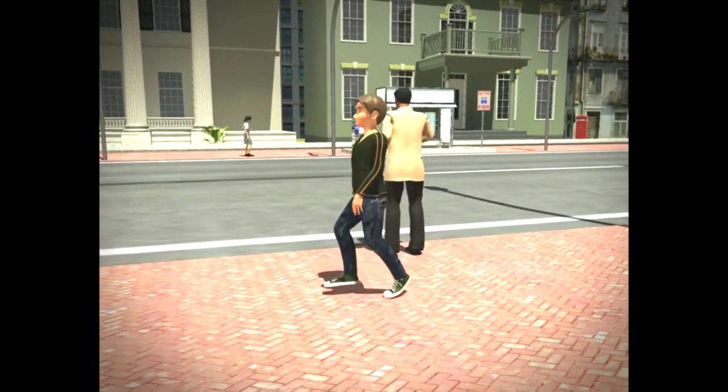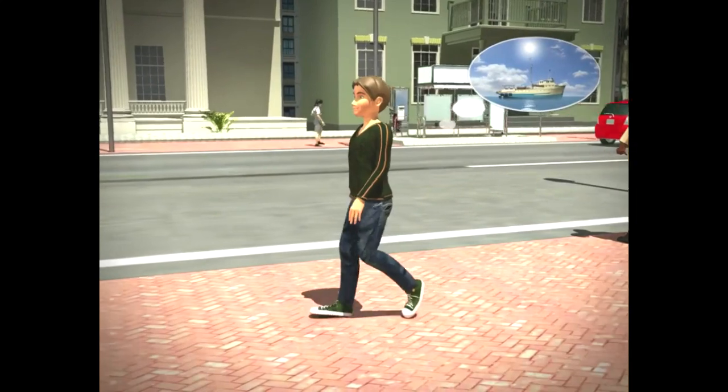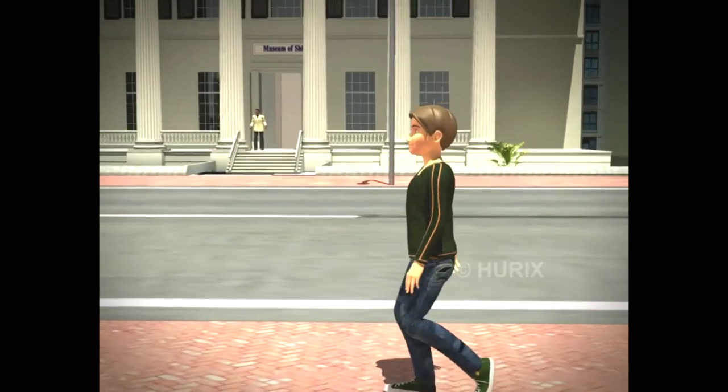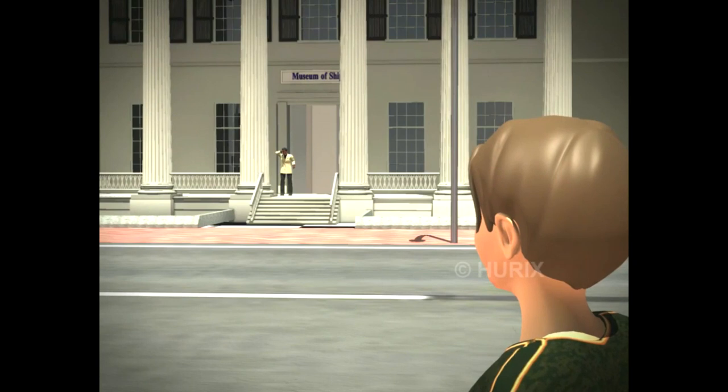Recall how large and heavy ships are able to traverse the oceans. Let us learn about the principle explaining flotation. The boy seems interested. Let us follow him into the museum.